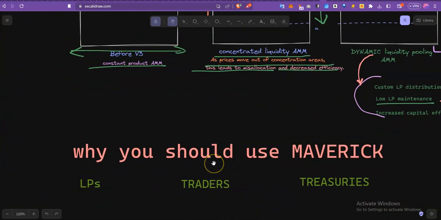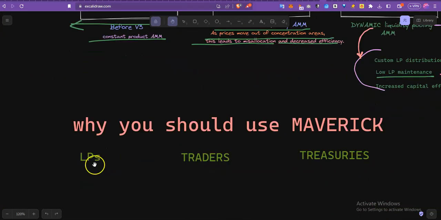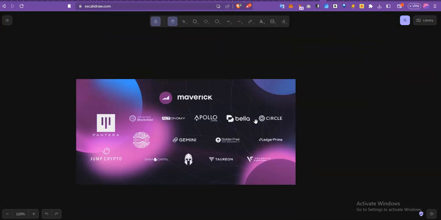So who should use Maverick? LPs. As I have explained, they get more capital efficiency, they spend less time and gas. This thing is dynamic, it does auto rebalancing by itself. Traders, with that, there's little or low price slippage and all that. And then treasuries can also use this thing effectively and get rewards. So there's a host of partners. I have the advanced blockchains that have invested in this project, Pantera, and many others.